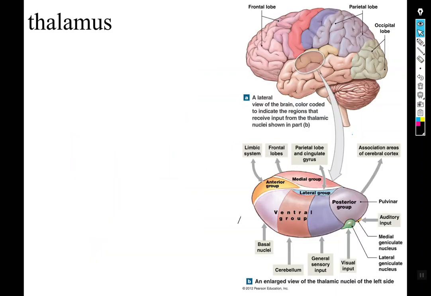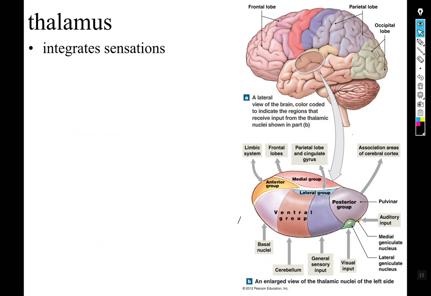Okay, so let's talk about the functions of the thalamus. Its primary goal or job is to basically take incoming sensory information and direct it to where on the cortex it's supposed to go. So visual information goes to the eye area, auditory information goes to the ear area, those kinds of things.